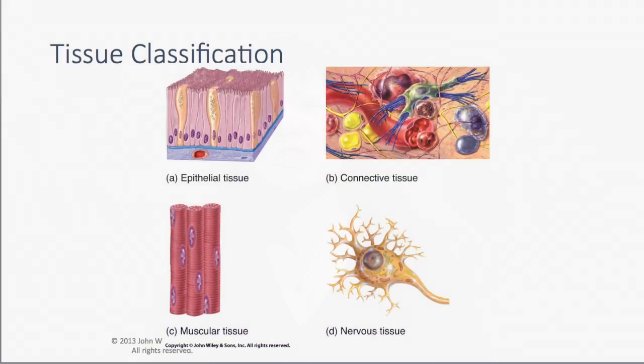the whole body. Although a number of subtypes are present in the body, all tissues can be classified by their structure and function into four principal types: epithelial tissue, connective tissue, muscle tissue, and nervous tissue.